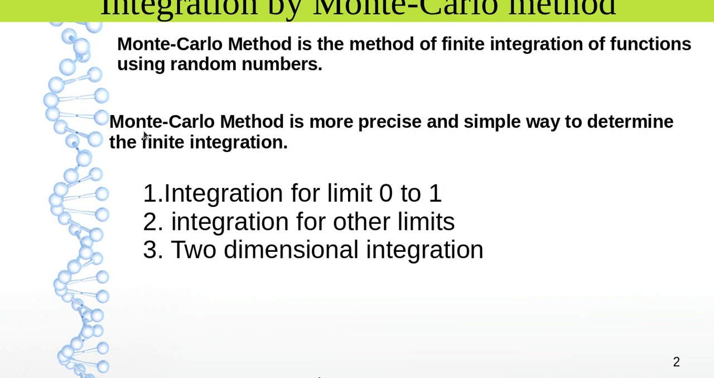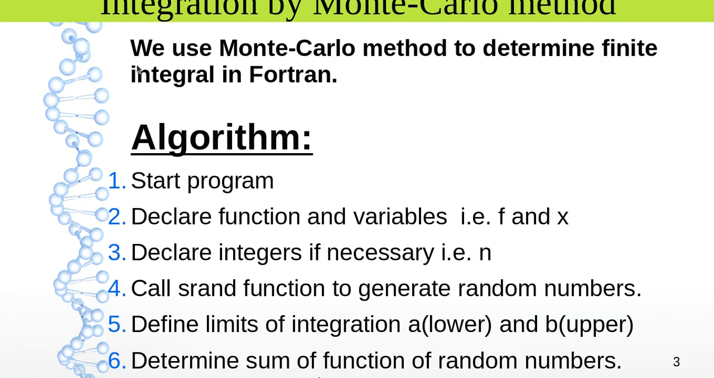You can see this line: Monte Carlo method is a more precise and simple way to determine the finite integral, and it also helps us to determine the error percent, the percentage error of the Monte Carlo method. So we will discuss all of this. We use the Monte Carlo method to determine finite integrals in Fortran. This video explains how to use the Monte Carlo method for integration in Fortran.